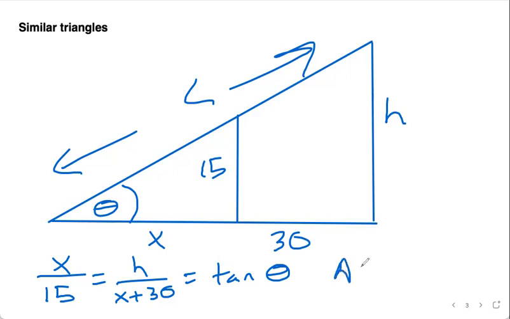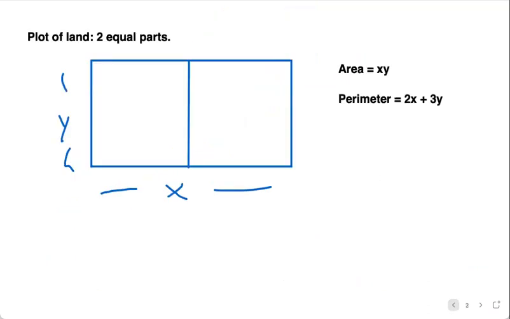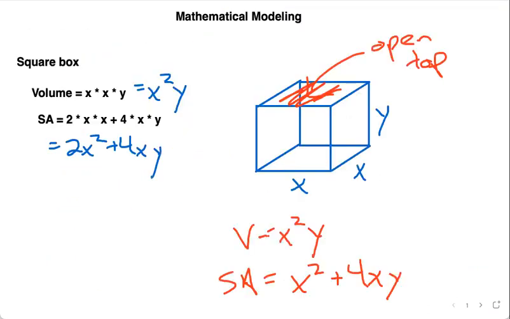You could also be asked for the area. Area is 1/2 base, in this case the base is x plus 30, times the height h. You could also be asked for the length L, and that would be the Pythagorean theorem: x plus 30 squared plus h squared equals L squared. So a lot of different things to consider depending on the context of the question. But between similar triangles, a rectangular plot of land, and a square box, make sure you're able to set up these types of equations, because you will eventually see this.